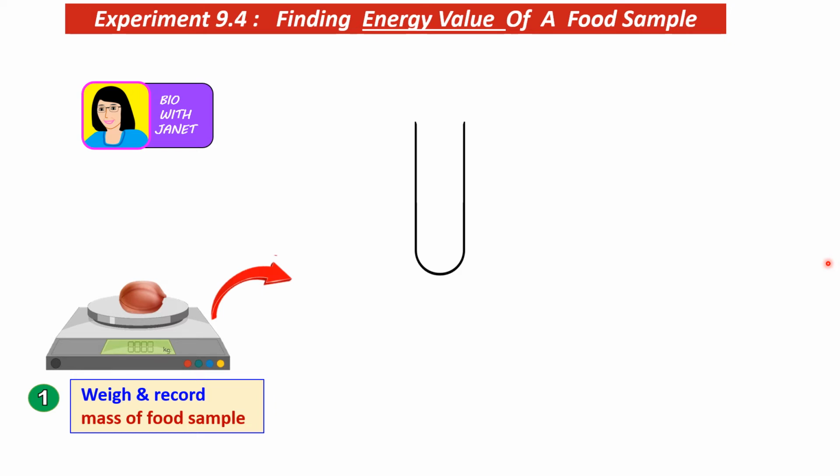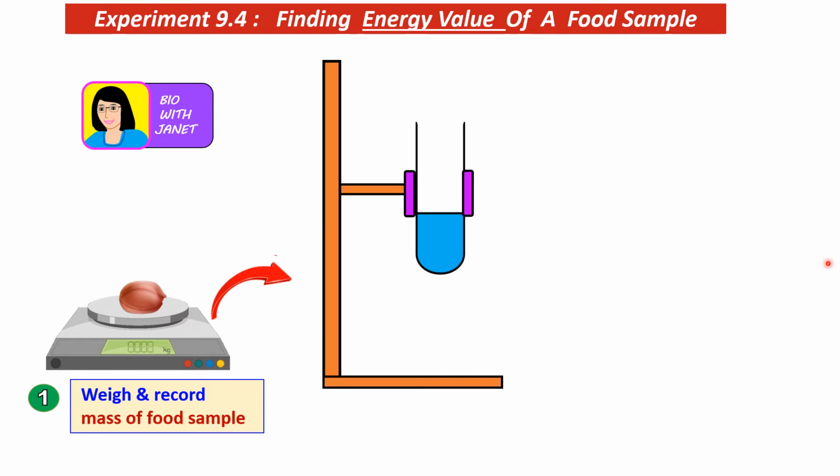Next, get a boiling tube and measure 20 ml of water, pour it into the boiling tube. All right, so you measure the 20 ml of water using a measuring cylinder. Next, attach the boiling tube to a retort stand. Then insert the thermometer into the water and use some cotton wool to hold the thermometer in place.